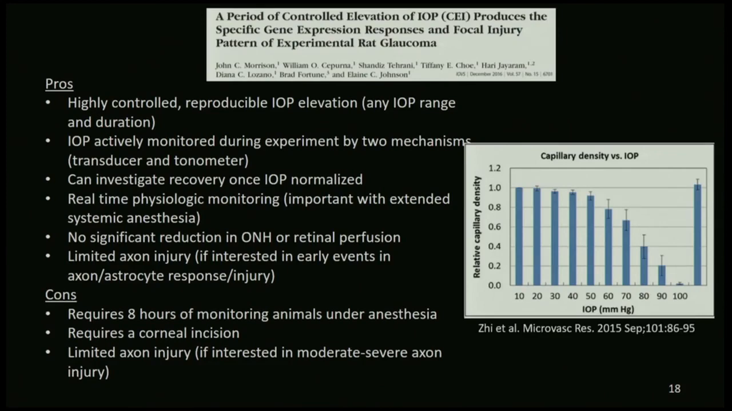It does require corneal incision. Again, if you're careful with it, it usually does fine. It self-seals. It doesn't cause any significant corneal edema, but there is a risk for that. And just like it was a pro, this could also be a con. It causes limited axon injury. So if you're interested in really moderate to severe axon injury, this is probably not the model that's going to get you there unless you modify the model to something that you're able to look at.